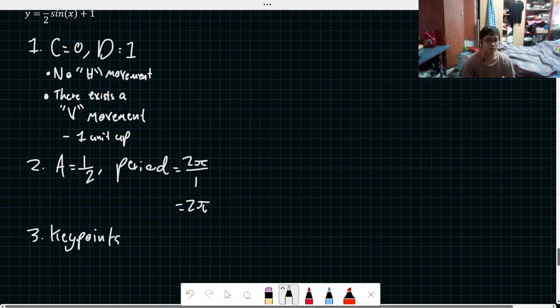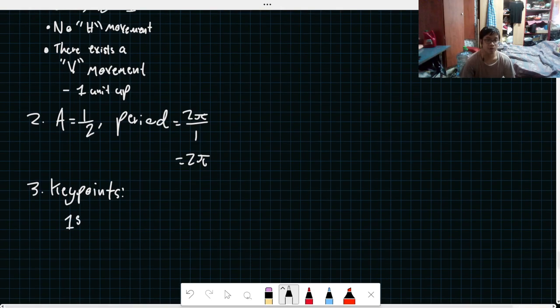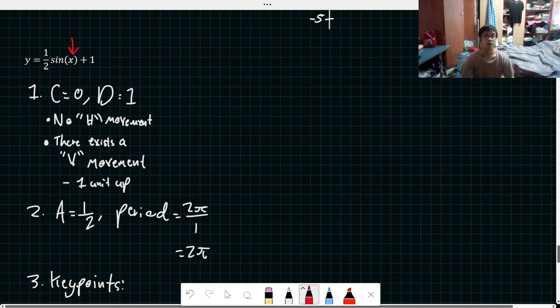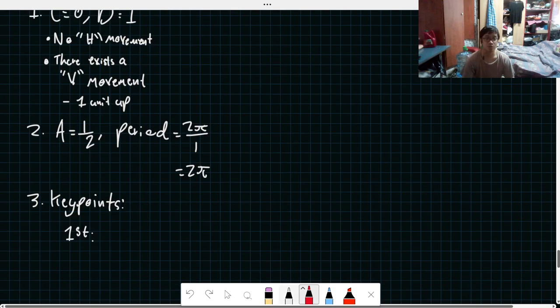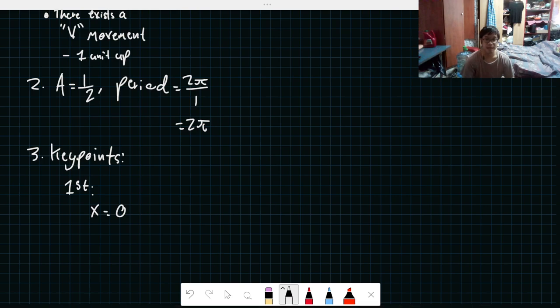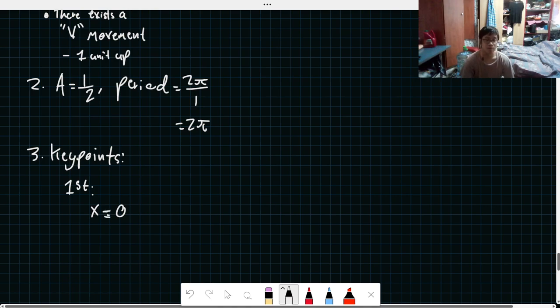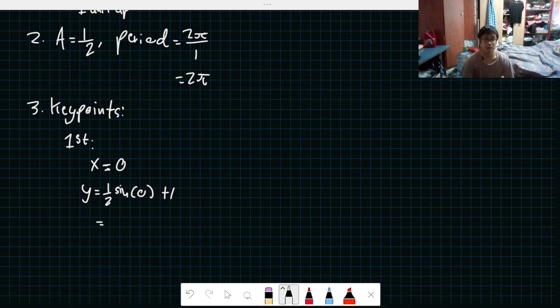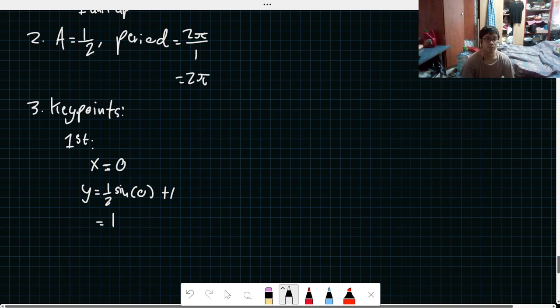By finding your key points, what are we going to do? For your first key point, you're going to find your x by equating what's inside of your sine to 0. Inside of your sine is x, so equate it to 0, you get x is equal to 0. So your x is 0 for your first key point. Then substituting it in the function y is equal to 1 half times sine of 0 plus 1. Sine of 0 is 0, so 0 times 1 half is 0, plus 1 is 1. So your first key point is (0, 1).